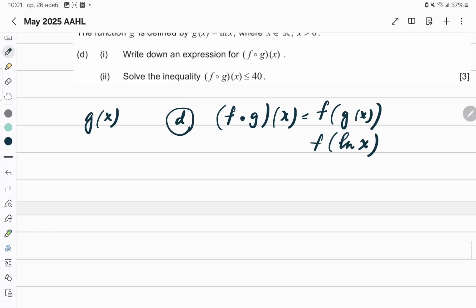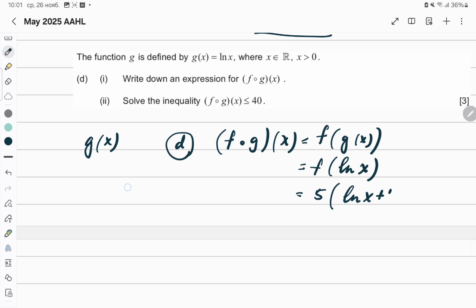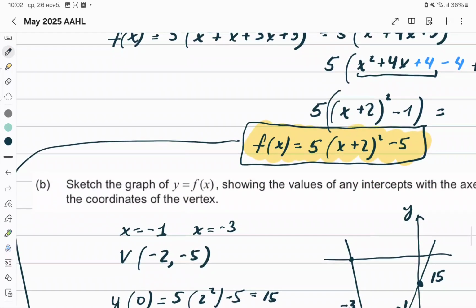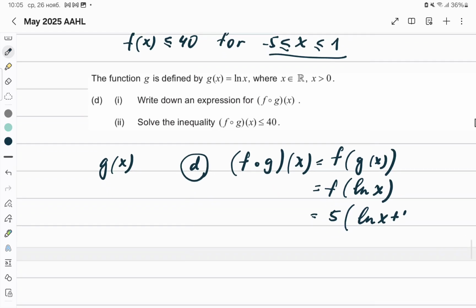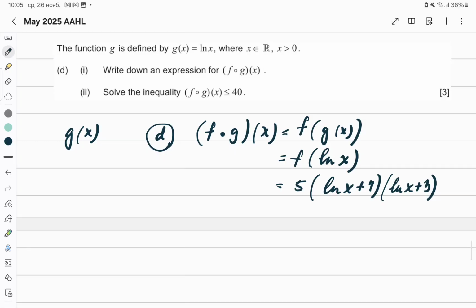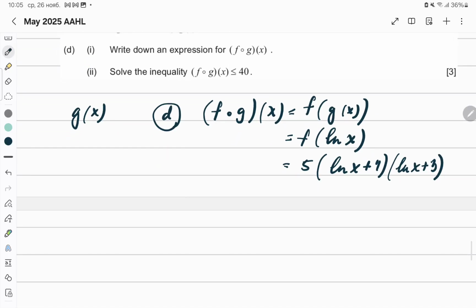Now let's plug everything into our equation. We can use the initial equation. For example, it is equal to (5 ln x plus 1)(ln x plus 3). Let me just double check what's given here: 5x plus 1, x plus 3, so 5 ln x plus 1, and ln x plus 3. Okay, so this is the expression. Write down the expression, I think it's 1 mark, and now we have to solve the inequality. So it was D1 and now D2.